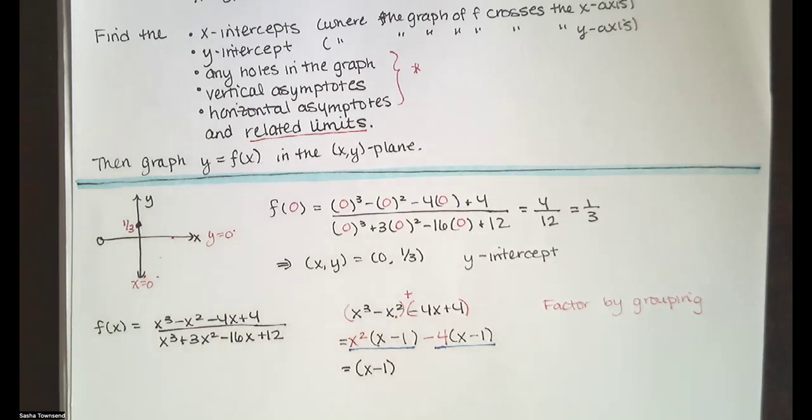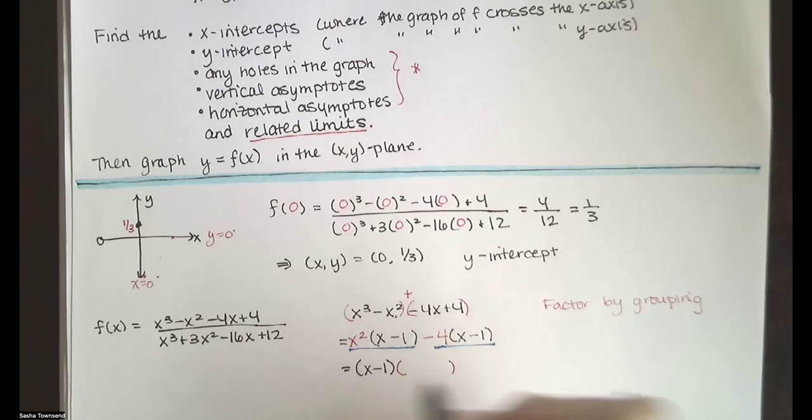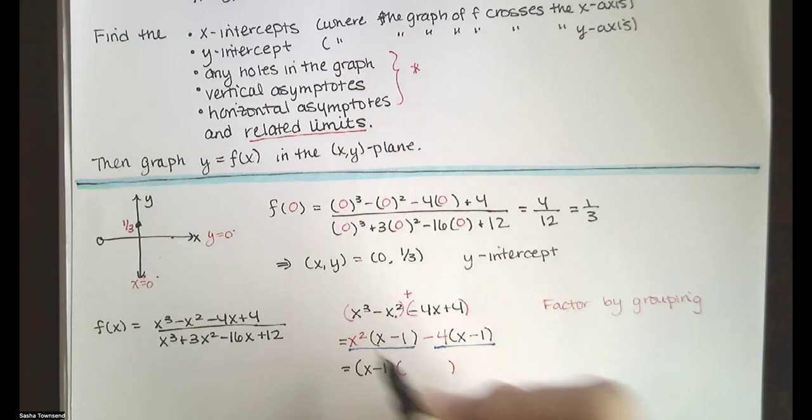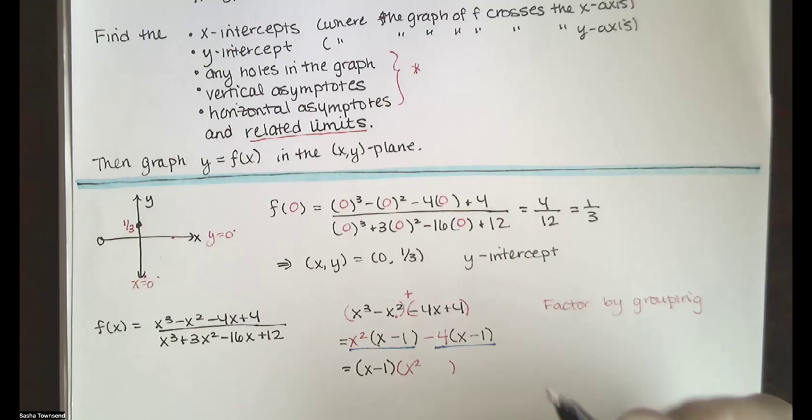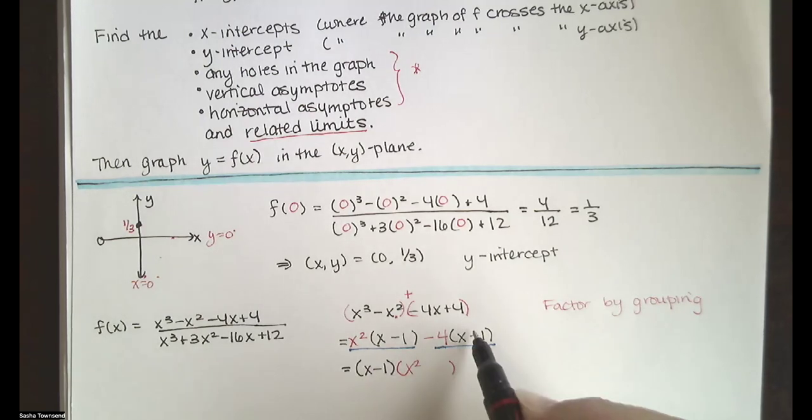So we have x minus 1. And then we open a second set of parentheses. We say x minus 1 times what gives us the first group? It's x minus 1 times x squared. And x minus 1 times what gives us the second group, which is the -4?